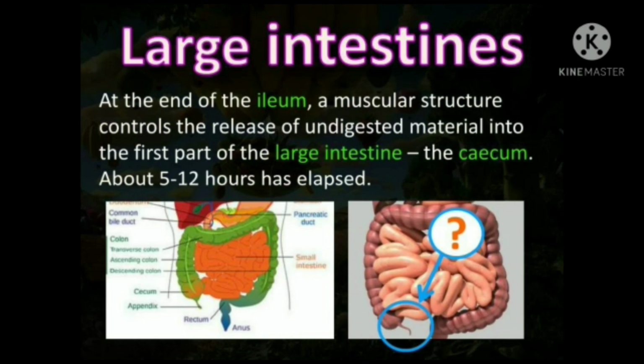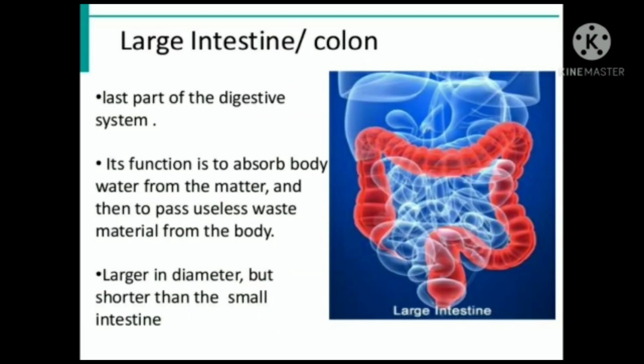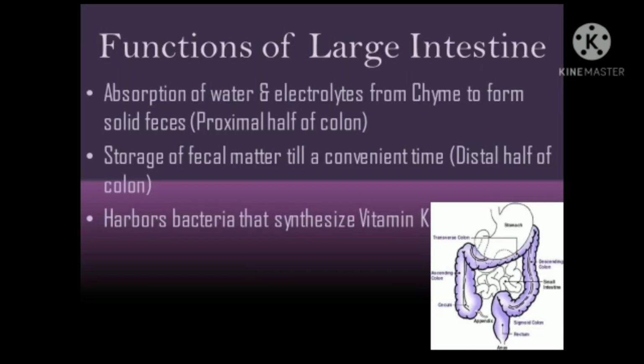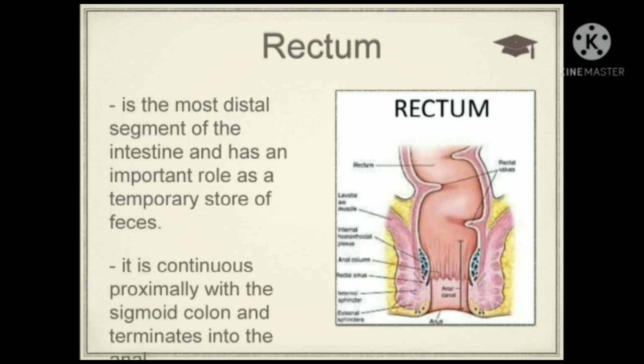Large intestine: at the end of the ileum, a muscular structure controls the release of undigested material into the first part of the large intestine, about 5 to 12 hours after eating. The large intestine is the last part of the digestive system. Its function is to absorb water from the matter and then to pass useless waste material from the body. It is larger in diameter but shorter than the small intestine. Its functions are to absorb water and electrolytes from the chyme to form solid feces, and second, storage of fecal matter till a convenient time. It also harbours bacteria that synthesize vitamin K. It is the most distal segment of the intestine and has an important role as a temporary store of feces.